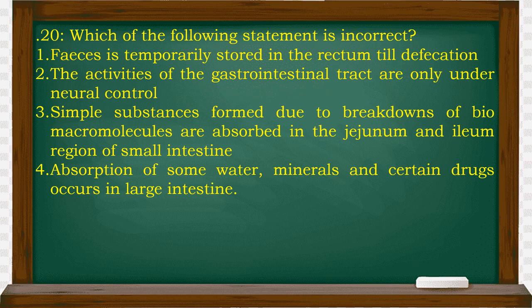Question 20. Which of the following statements is incorrect? So we'll have to find out the incorrect statement in these four statements. The first statement is, feces is temporarily stored in the rectum till defecation. Option 2, the activities of the gastrointestinal tract are only under the neural control. Option 3, simple substances formed due to breakdown of biomacromolecules are absorbed in the jejunum and ileum region of the small intestine. Option number 4, absorption of some water, minerals and certain drugs occurs in the large intestine.